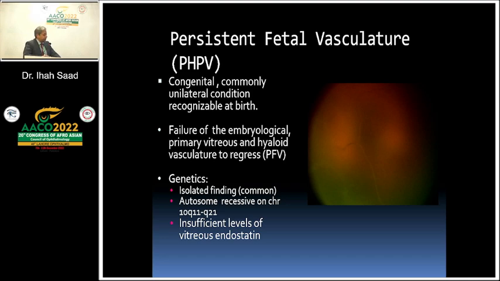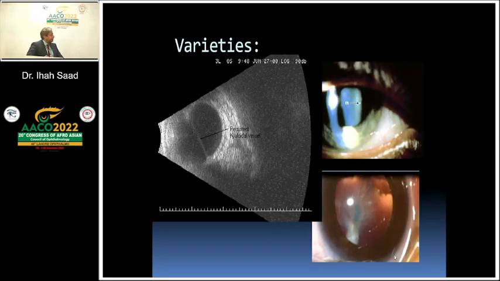It's a congenital unilateral condition recognized at birth, and it has a whole spectrum of presentation. It's usually an isolated finding. This is why it comes unilaterally, and it might be related to a genetic predisposition. The endostatin in the vitreous is lacking, and you can appreciate the persistent hyaloid vessel as a very simple form that is not significantly associated with any visual or pathological symptoms in the eye.